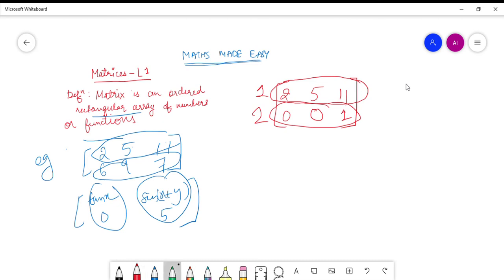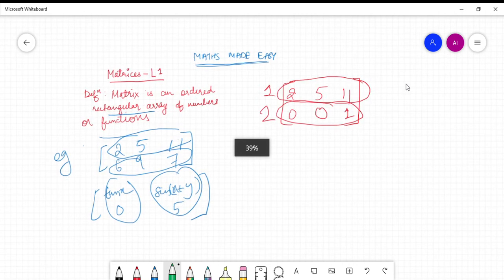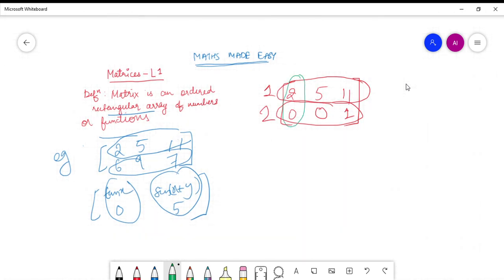Similarly, the vertical line of elements of a matrix, take this, take this, is nothing but a column of a matrix. So we have 1, 2 and 3. So this matrix has 1 and 2 rows, and 1, 2, 3 columns. Okay, this is nothing but rows and columns.